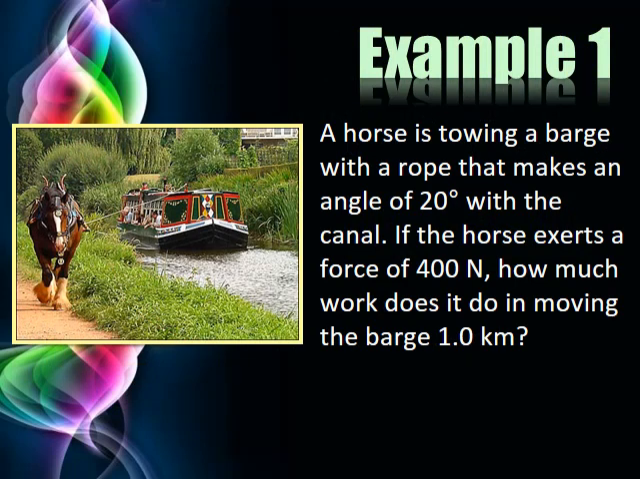Let's have this example. You have a horse that is towing a barge with a rope that makes an angle of 20 degrees with the canal. If the horse exerts a force of 400 newtons, how much work does it do in moving the barge 1 kilometer?